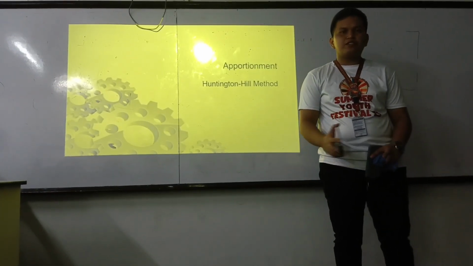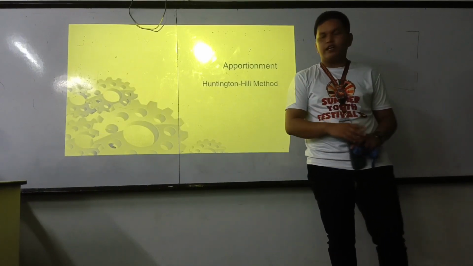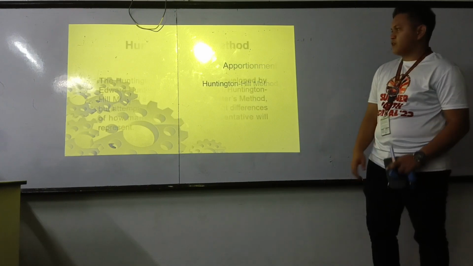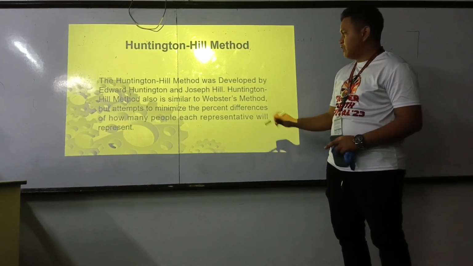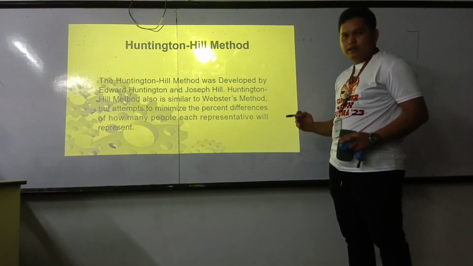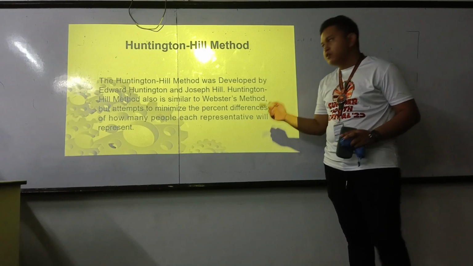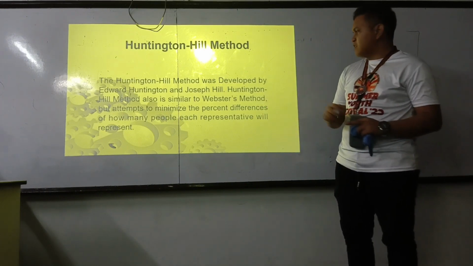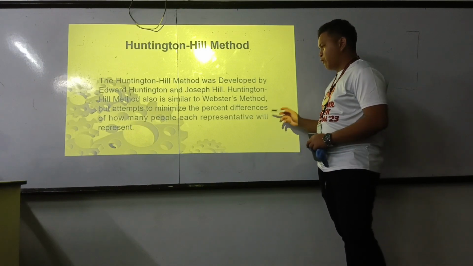In this video, let's discuss apportionment, the Huntington-Hill method. The Huntington-Hill method was developed by Edward Huntington and Joseph Hill. It is similar to the Webster method, but attempts to minimize the percent differences of how many people each representative will represent.